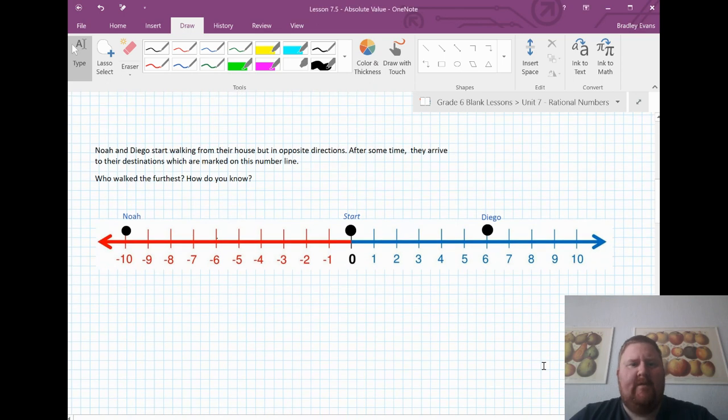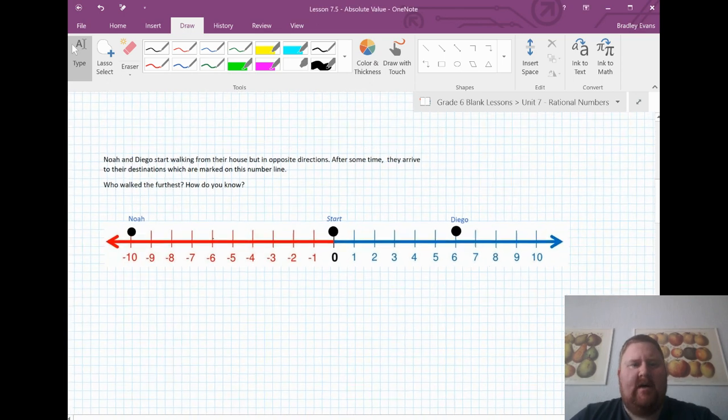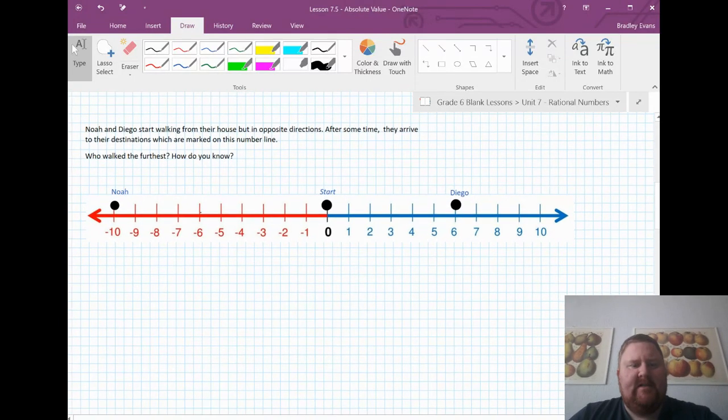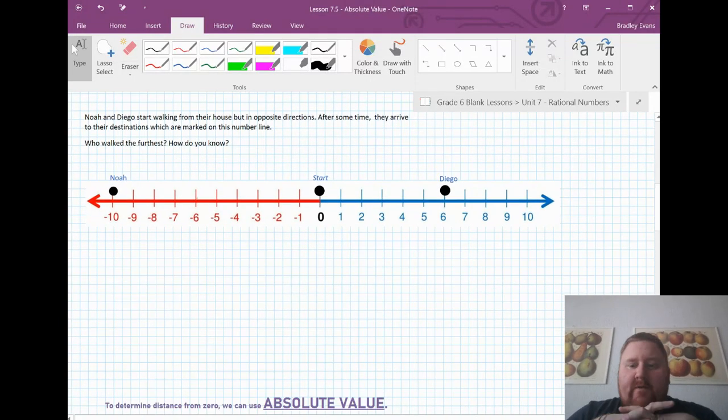Okay, so let's start thinking about absolute value and what it means. Let's take a look at this problem here. Noah and Diego start walking from their house, but in opposite directions. After some time, they arrive at their destination, which is marked on the number line. Who walked the furthest? Well, let's take a look.